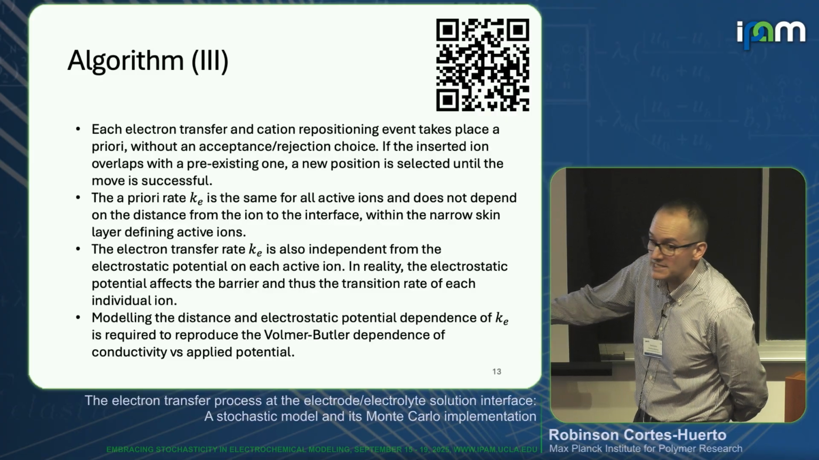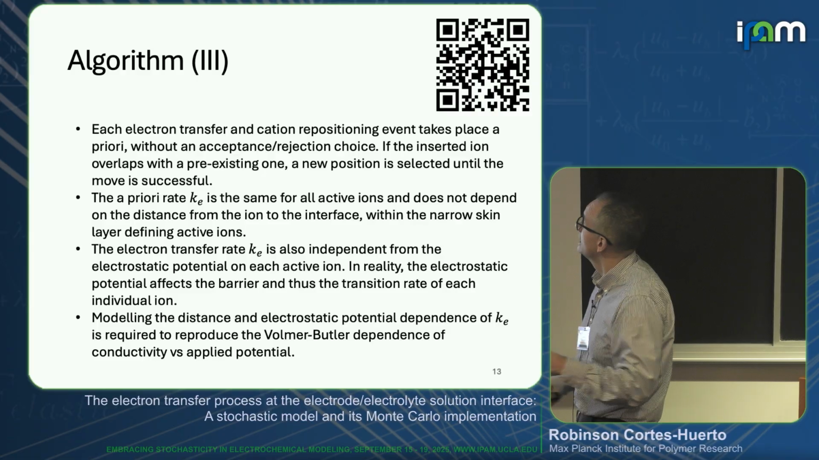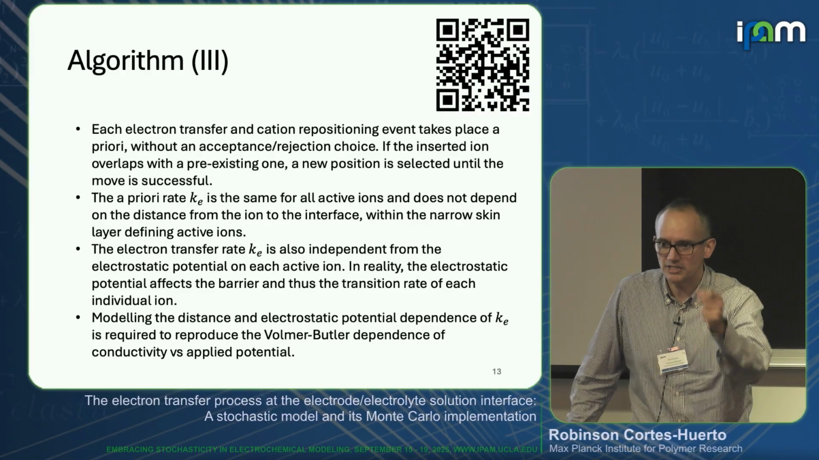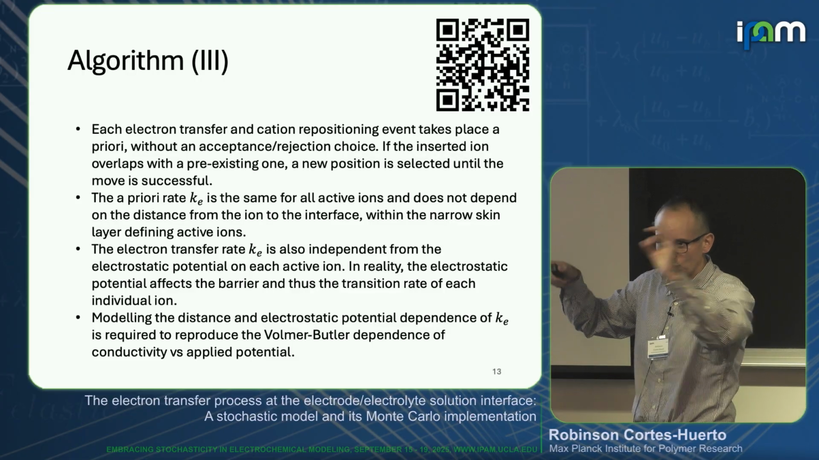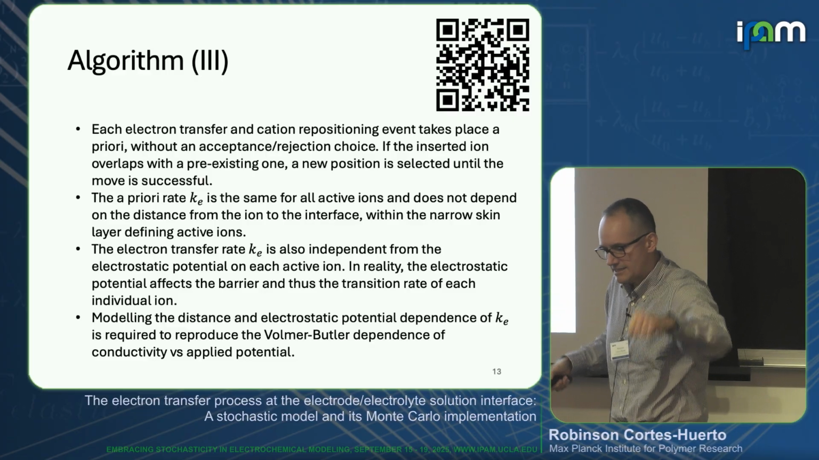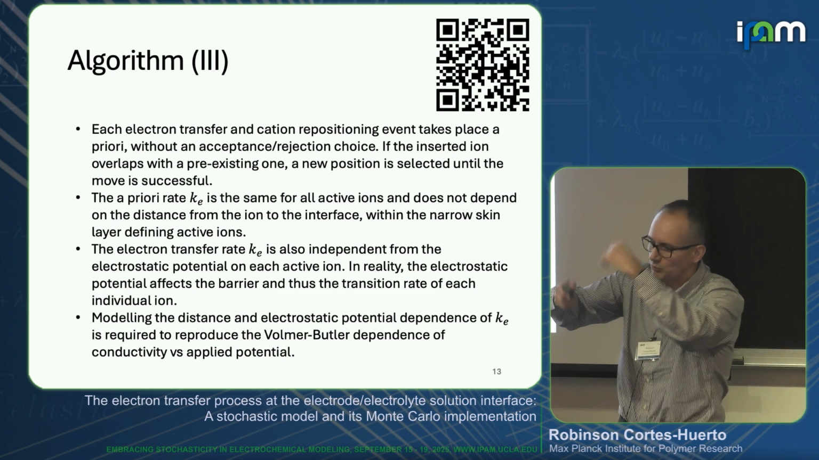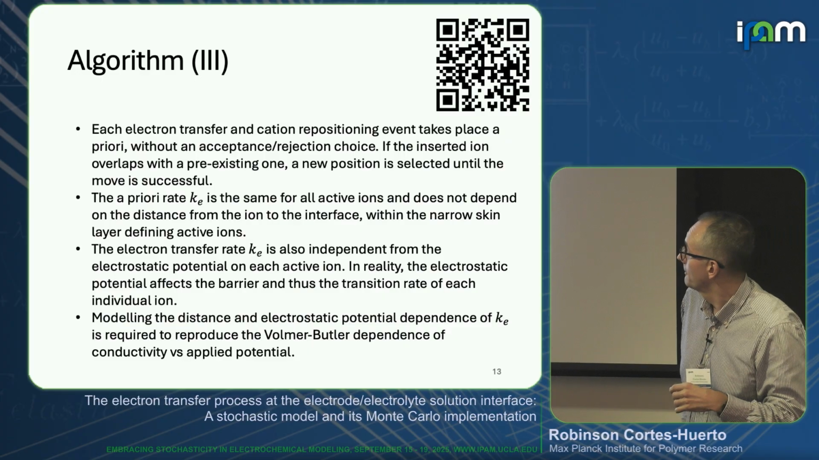So here are a few comments about the algorithm. Each electron transfer and cation repositioning is a process that takes place a priori. So there is no acceptance or rejection here. Once we have the correct time, this process is bound to happen. And then we force the ion, in this case the cation, to go inside the simulation box. If they overlap, then we find a new position until we find one that is suitable for the move.